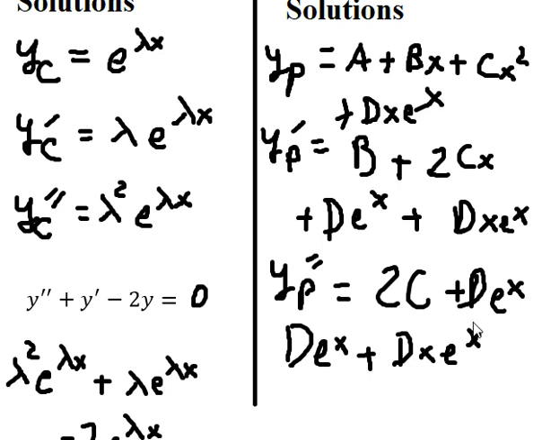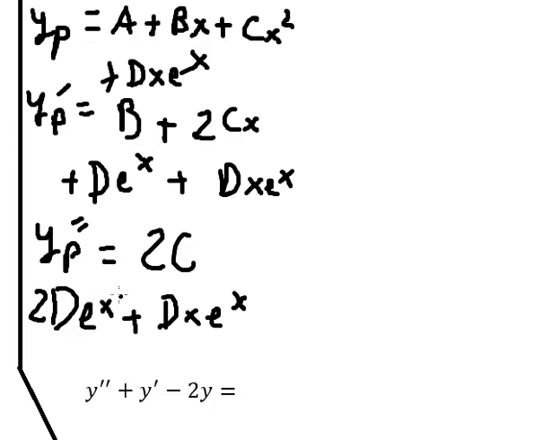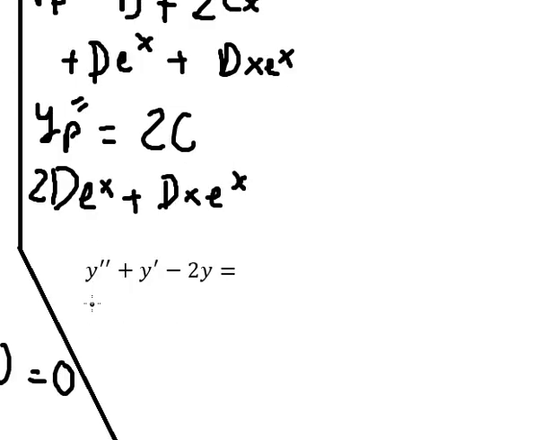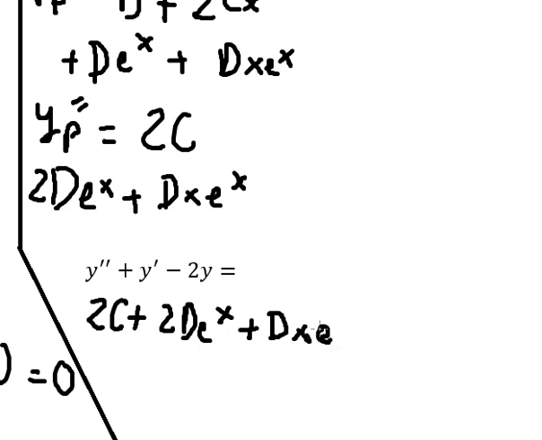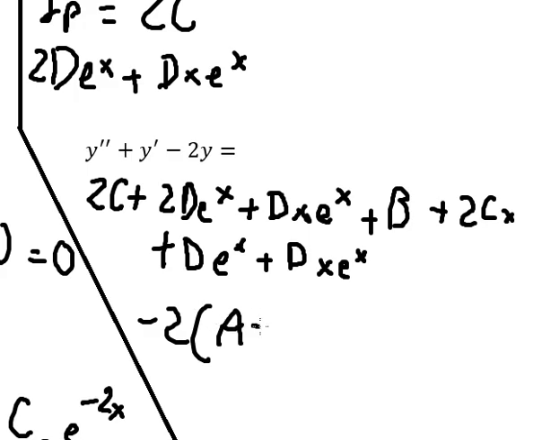So this one plus this one, we got 2. Now we have this one. So I will put this one go in here, this one go in here and this one go in here. So we have 2c plus 2d e to the power of s plus ds e to the power of s. And the next one we have b plus 2cs plus d e to the power of s plus ds e to the power of s minus 2, and we have a plus bs plus cs square plus ds e to the power of s.